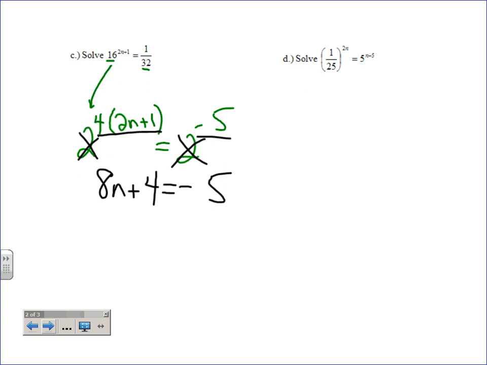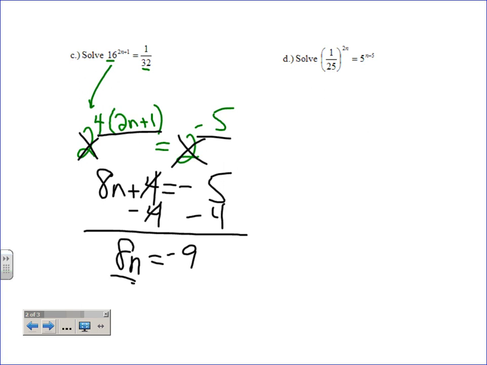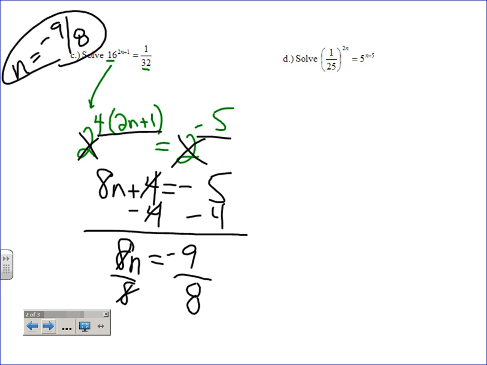Minus 4. 8n equals negative 9. Divided by 8. And n equals negative 9/8. Okay.